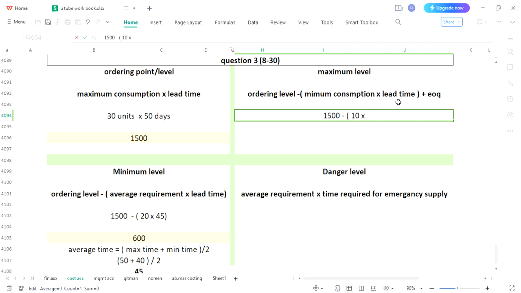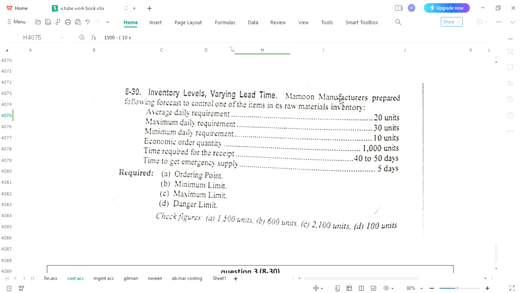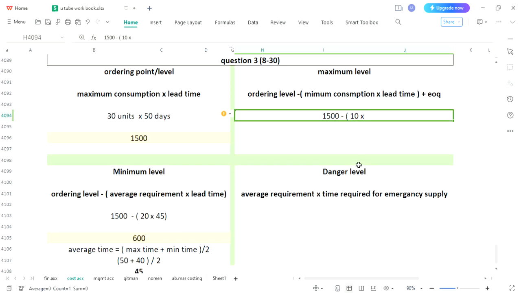Lead time is directly associated with its cofactor, and cofactor is minimum consumption. So we do have two timings, 40 and 50. And as we are putting minimum daily requirement, we would be related with minimum time, and that is 40. So you will put 40 over here as your minimum requirement. Then please follow this formula. We need to put add, and what next is economic order quantity.